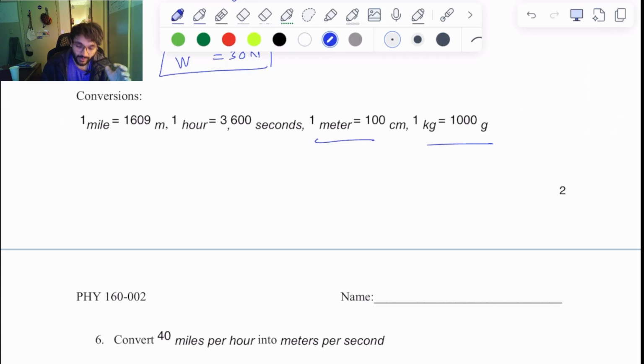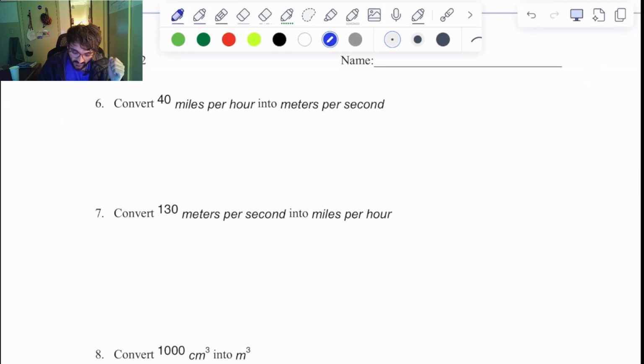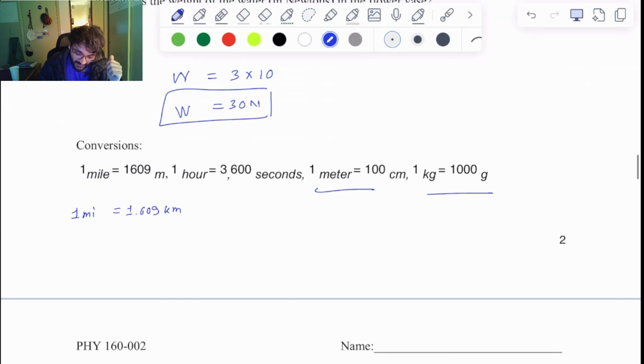If you're interested, 1000 meters is about 1 kilometer. This is the same as 1.609 kilometers. So 1 mile is equal to 1.609 kilometers. All right, anyway, question 6 is convert 40 miles per hour into meters per second. Okay, so we'll need this as well.